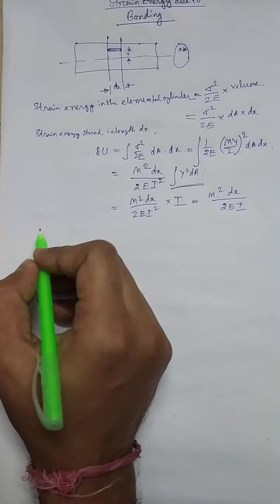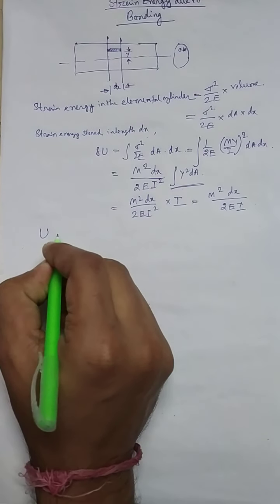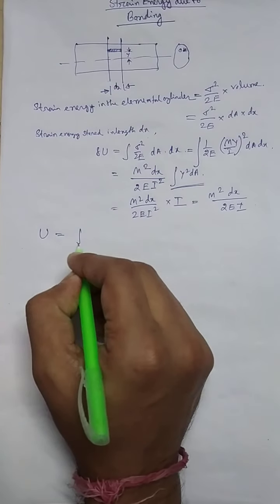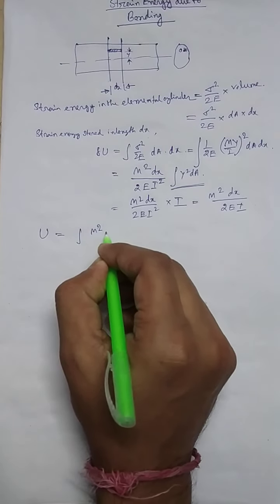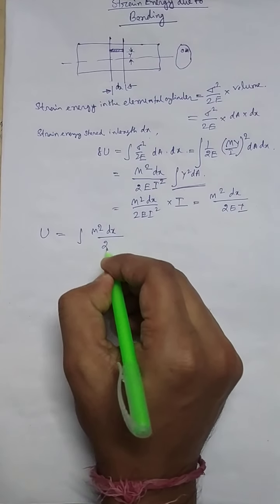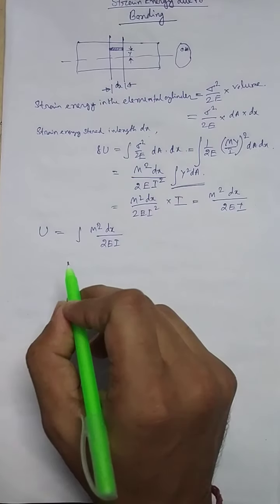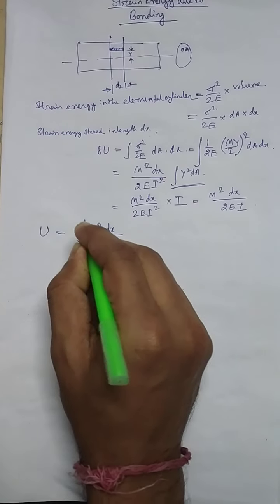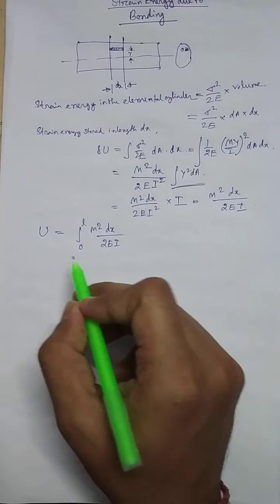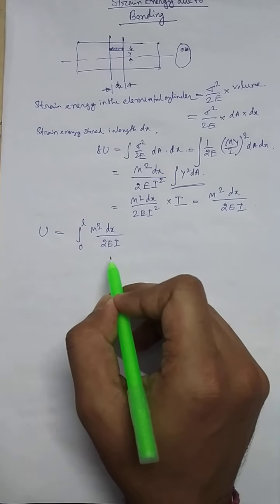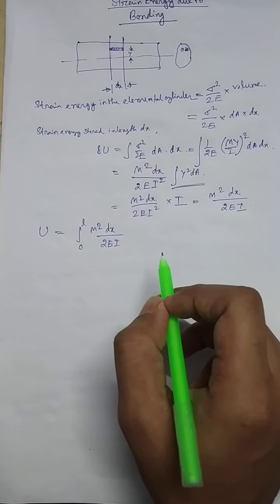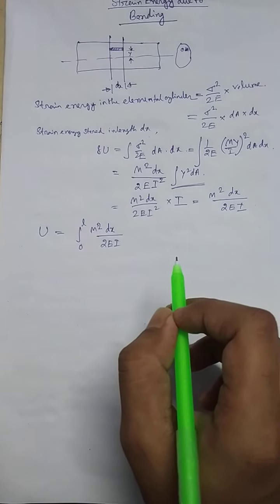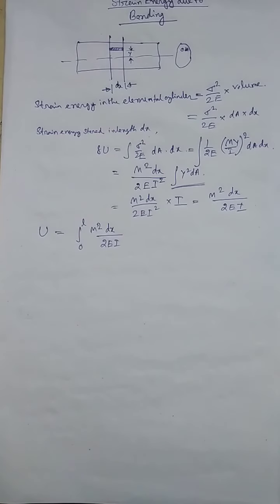Now if we consider the whole beam, then the strain energy stored in the whole beam will be equal to the integration of M square dx by 2EI, and the limit of the integration will be from 0 to L. If the length of the beam is L, then it will be from 0 to L of M square dx by 2EI. This is the strain energy that is going to be stored inside this beam.